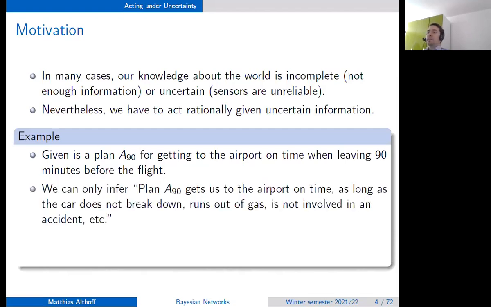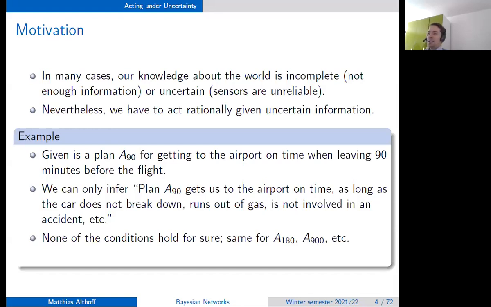However, this might not be always successful, because it could be that the bus is not coming, the subway has broken down, you're running out of gas if you go with your own vehicle, and so on, or you're involved in an accident, and then of course this plan doesn't work. But this also holds for the A180 or the A900 plan.